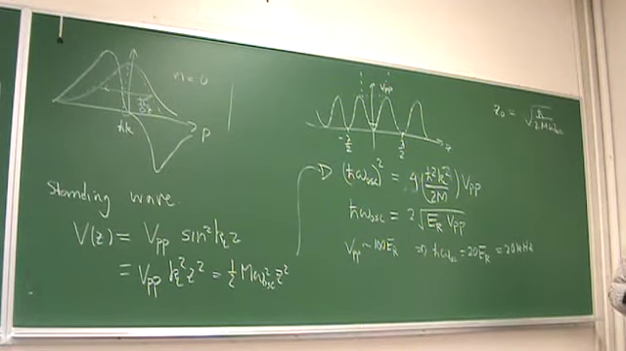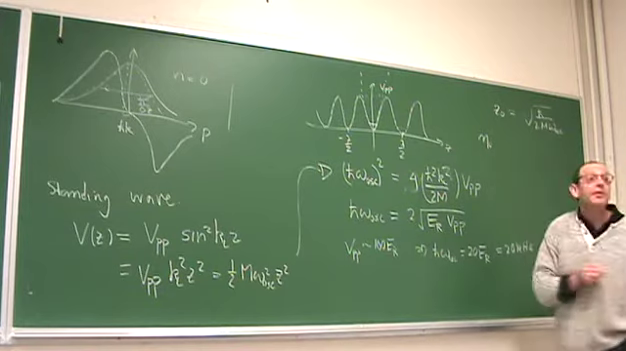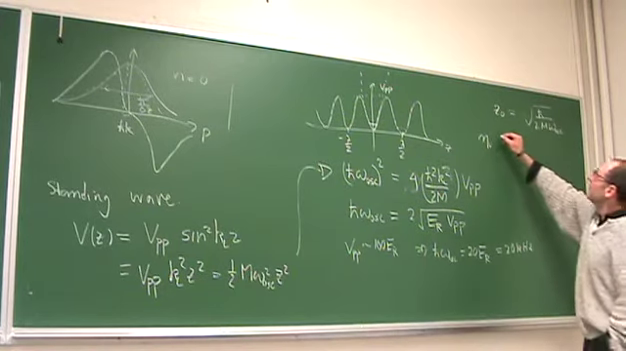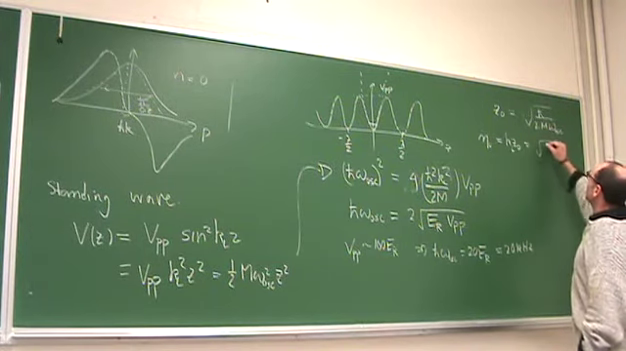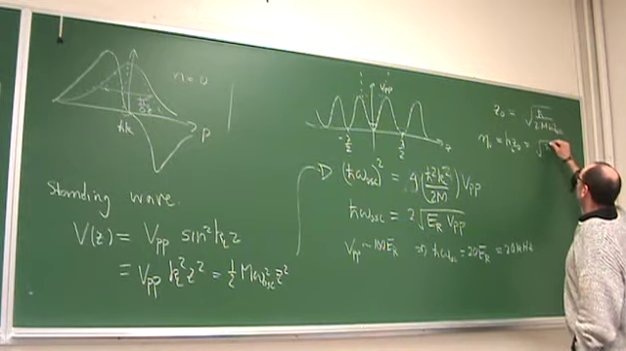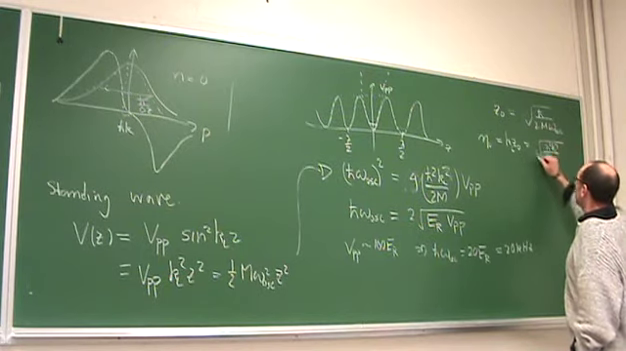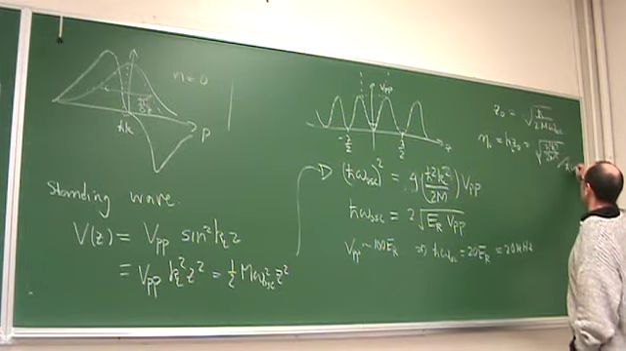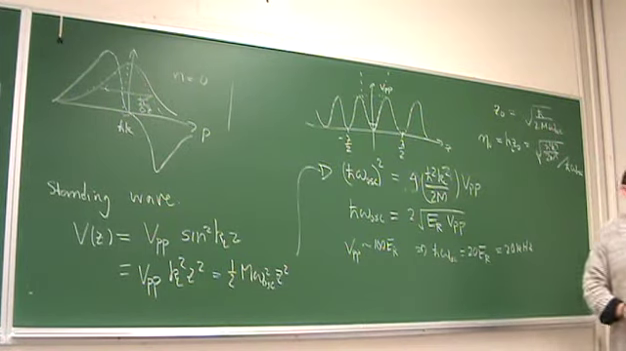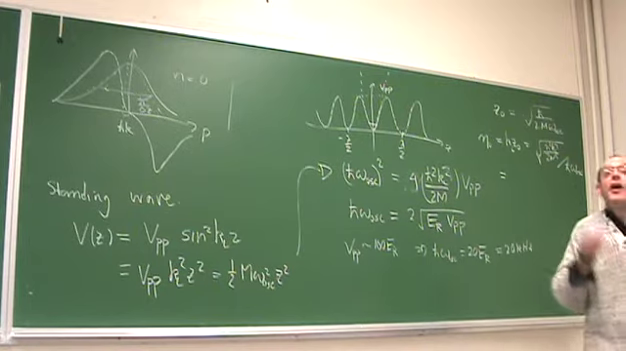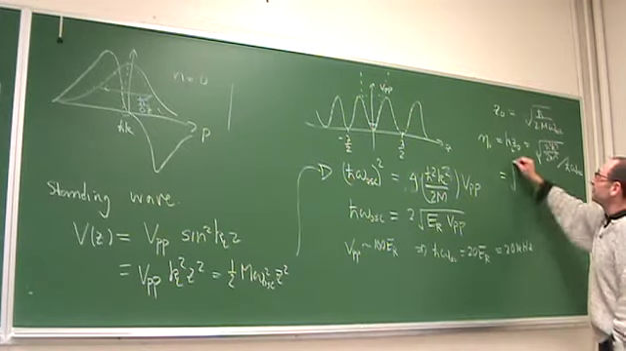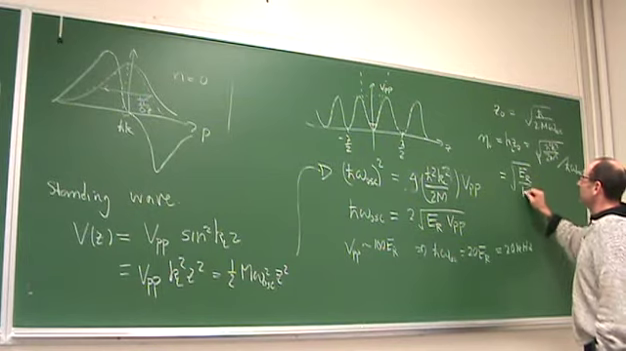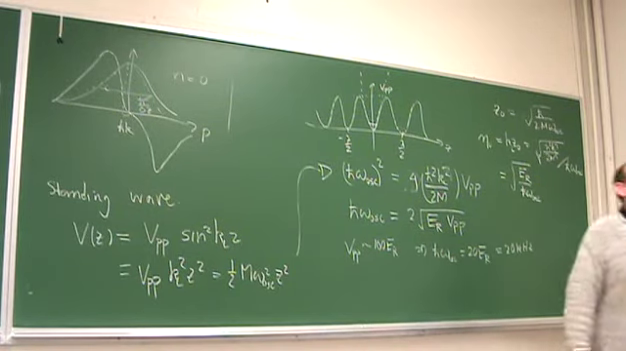I can re-express this in terms of the Lamb-Dicke parameter associated with the ground state, and that is equal to h bar squared k squared over 2m divided by h bar omega oscillation. So the Lamb-Dicke parameter associated with a particle trapped in a harmonic oscillator has a very simple form. It's the square root of the recoil energy divided by h bar omega oscillation.